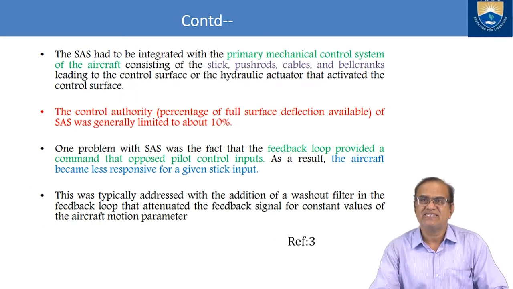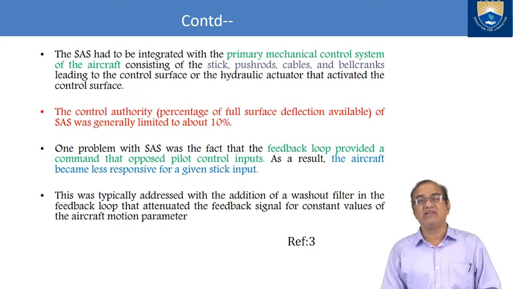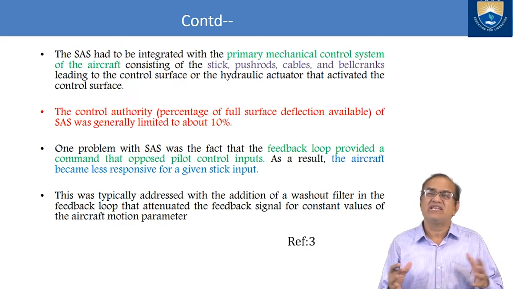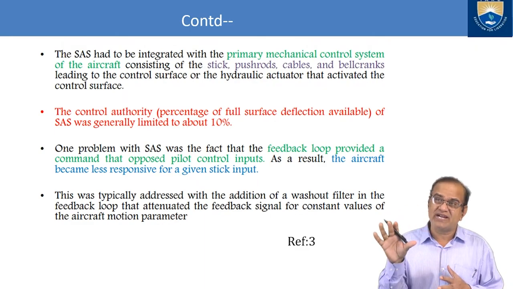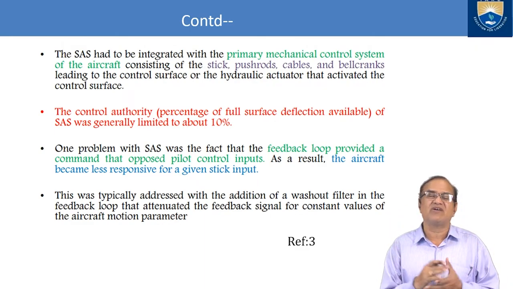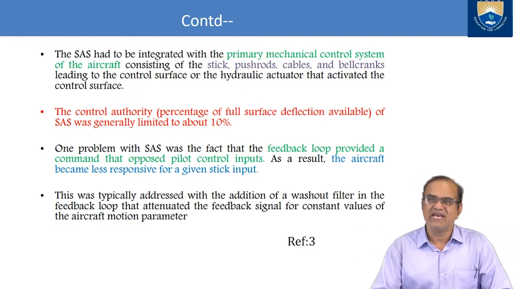Now, the SAS had to be integrated with the primary mechanical control system of the aircraft, consisting of the stick, pushrod, cable, and bell cranks leading to the control surface or the hydraulic actuator that actuates the control surfaces. So the SAS had to be integrated with the normal mechanical controls like push-pull rods, sticks, cables, bell cranks, and other things, and connected with the actuators of the hydraulic system, which will operate the controls of the aircraft.